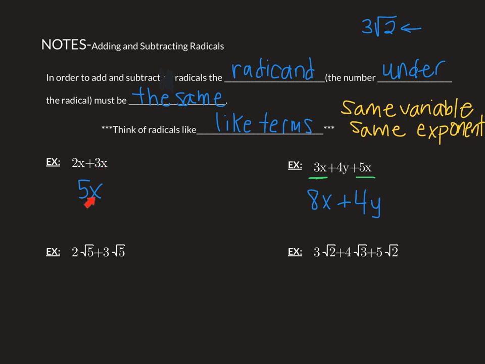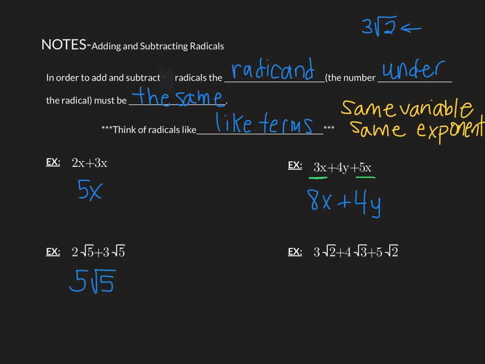Okay, so thinking through that, let's look at another example. Remember 2x plus 3x was 5x. Well, here I have 2 root 5 plus 3 root 5. So are the root 5s like terms? Yes, they are considered like terms. So 2 of something plus 3 of something gives me 5 of that something. So in this case, I would have 5 root 5.